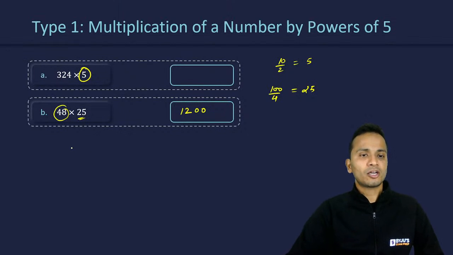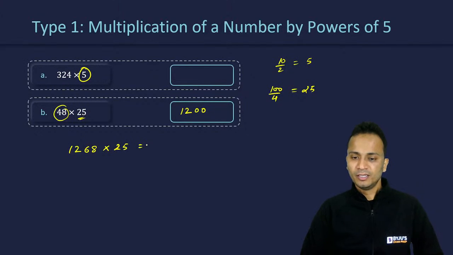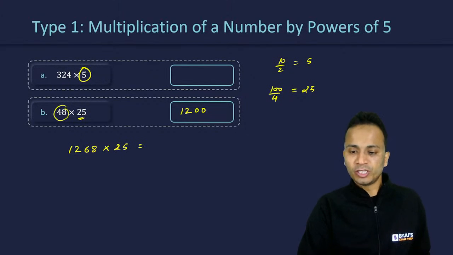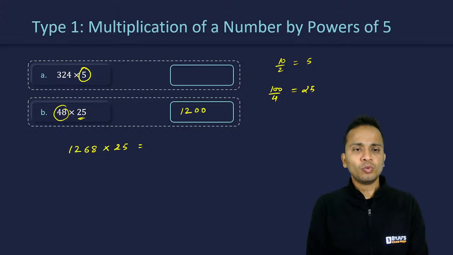So let's say your question is 1268 multiplied by 25. What should be the answer? Come on, all of you, please respond to this one. 1268 multiplied by 25. I'll be taking plenty of examples. Don't you worry about that.